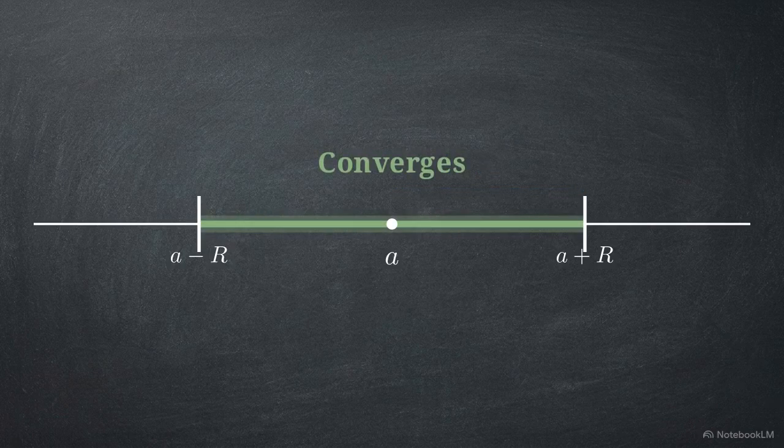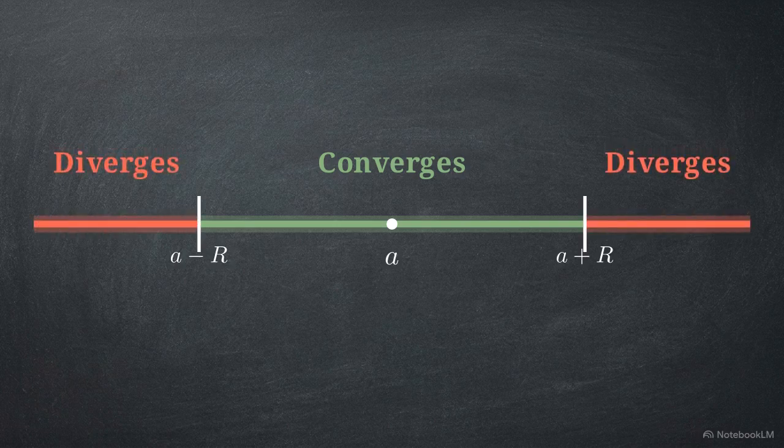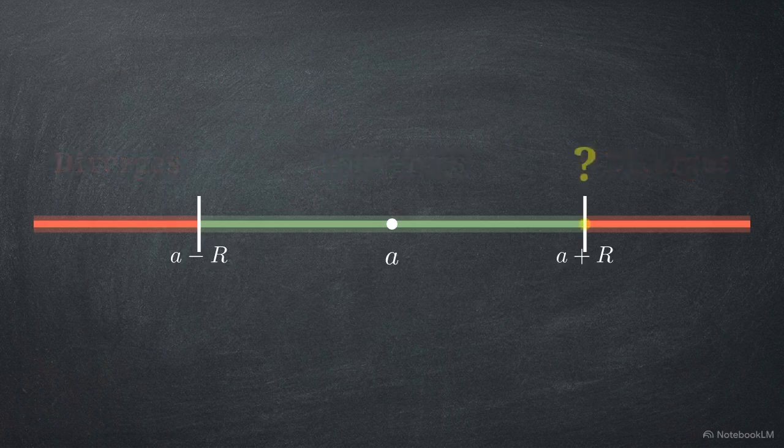Inside this interior interval, the series converges absolutely. Outside, in these exterior regions, the series diverges, meaning the sum fails to converge to a finite value. The exact boundary points, where the distance from the center equals r, are unstable zones. Convergence here is not guaranteed and requires specific analysis for each case.